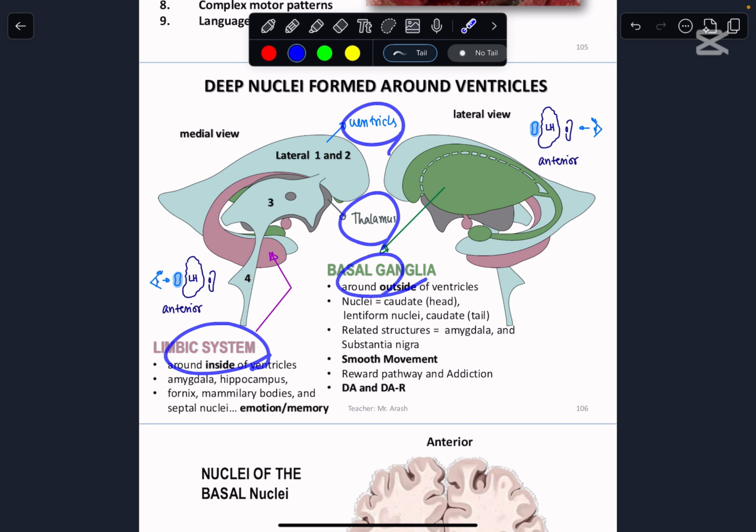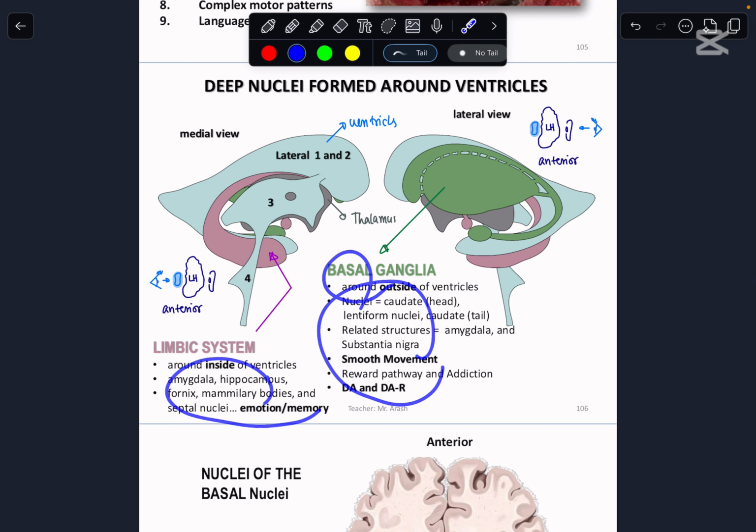The second thing you should know is the overall function of these parts. I already told you what ventricles do: they make CSF, cerebrospinal fluid. The thalamus we also discussed already; that's the part used to focus on something. I think we're going to talk about the thalamus again, but we already covered it once. And these are the functions of the basal ganglia, and these are the functions of the limbic system.